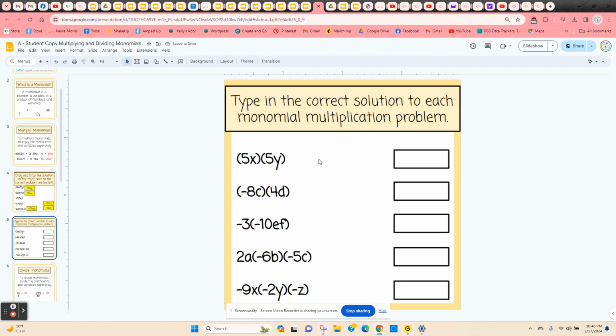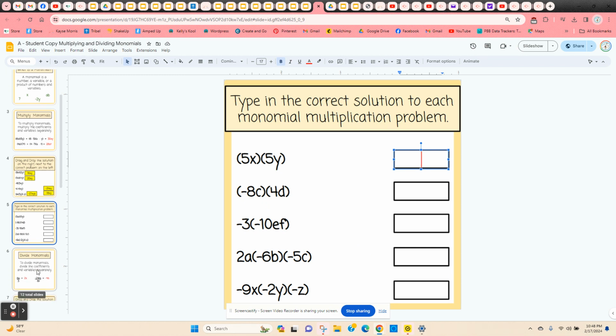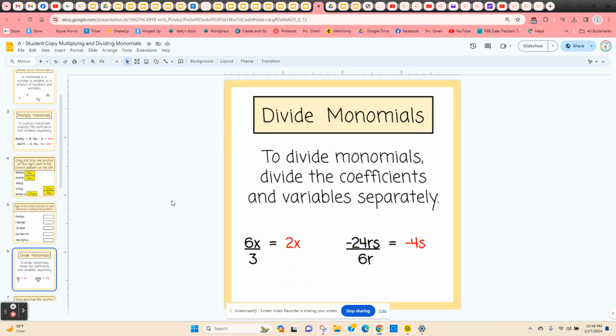The next slide, students are going to actually type in the answer. So after they've done the drag and drop, they're going to attempt all of these multiplication problems. And they get a little bit more difficult as they get toward the end. Then they're shown how to divide monomials.